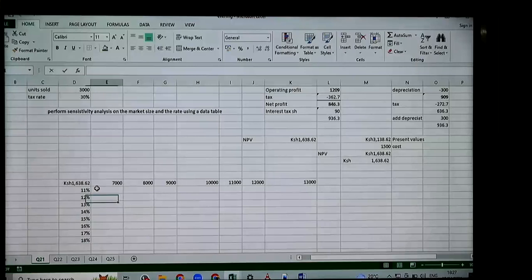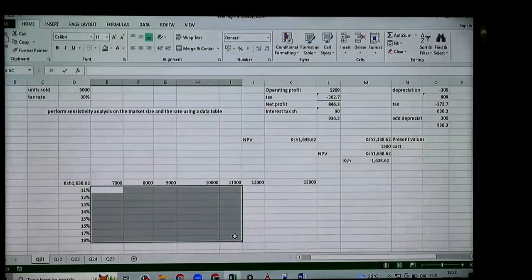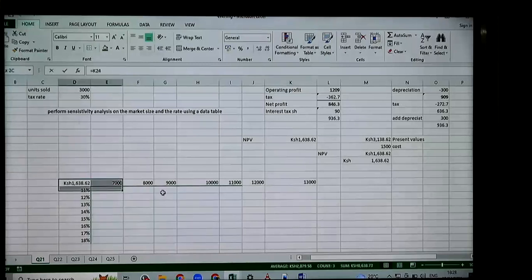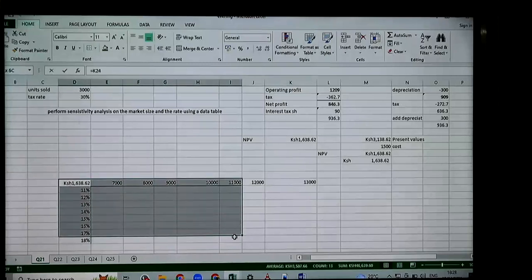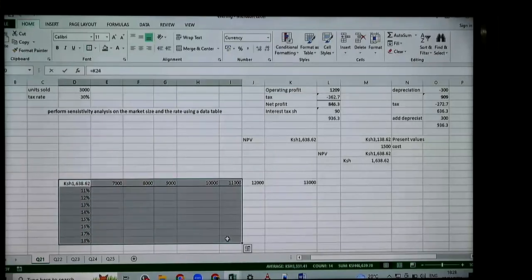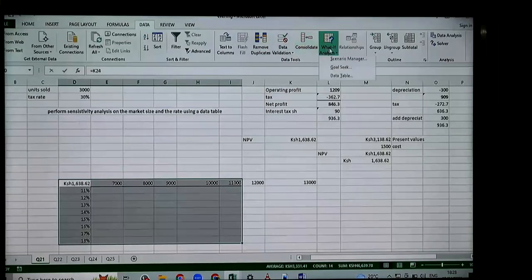So I'll select here. I do Alt H BP, Alt H BL for a left border and a top border respectively. Then I'll do this way. Then Alt H BT for an overall thick border that way. Then I'll select my data. Then I go to data. I go to what-if analysis, data table.